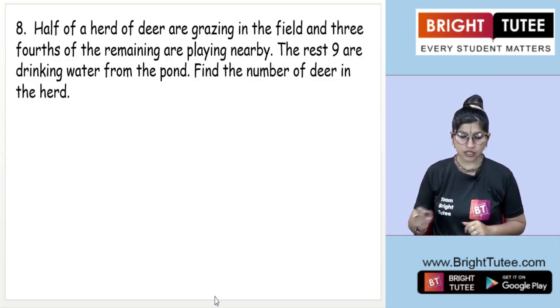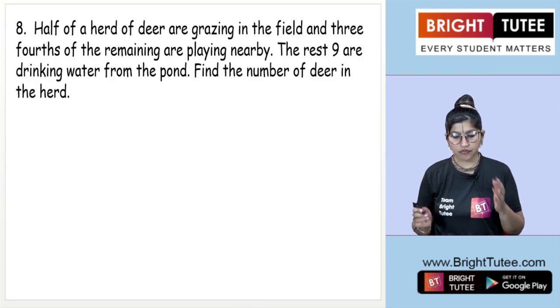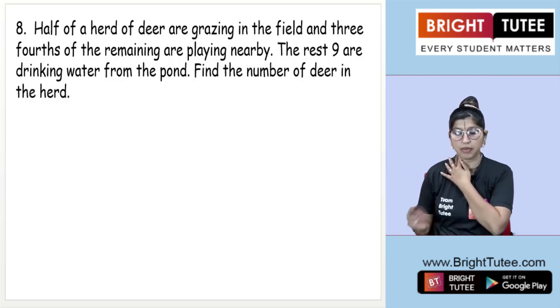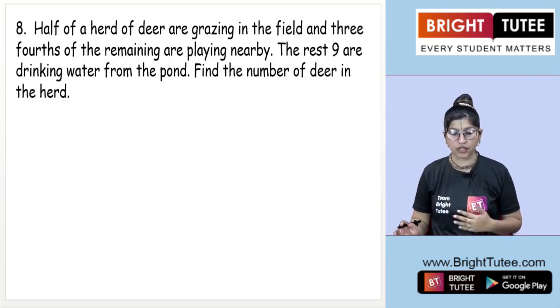The next question, which is again an important one, comes in exams many times. So what does this question say? It says that half of a herd of deer are grazing in the field and 3/4 of the remaining are playing nearby and the rest 9 are drinking water from the pond. So find the number of deer in the herd.